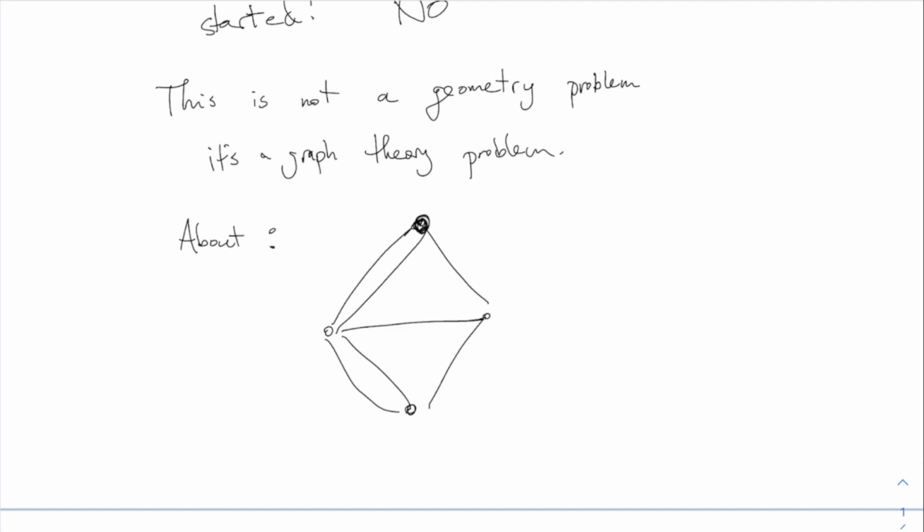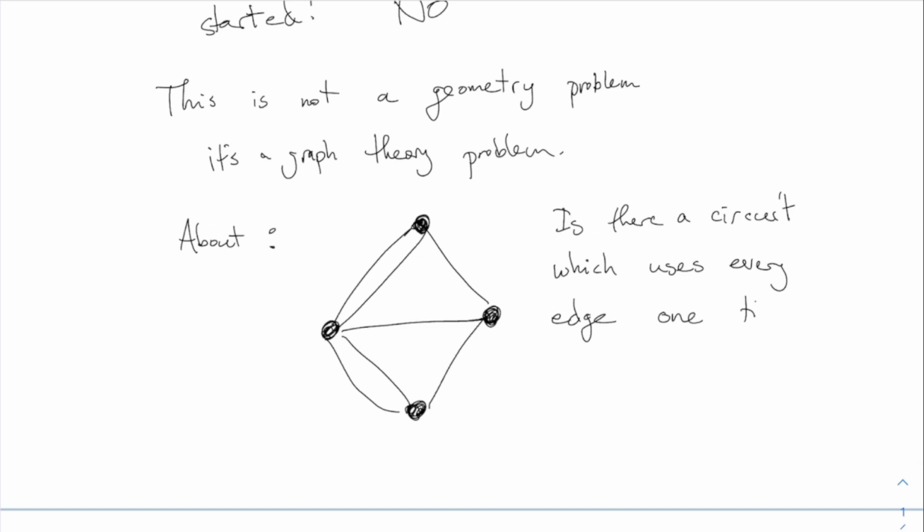And then to ask the question that was originally asked in the bridges problem is, can I walk across every bridge once without repeating any and end up back where I started? Translated into the language of the graph, it would say, is there a circuit? Remember, this is a word that we had last time. A circuit means a path through the graph which ends up at the same place where it started. So is there a circuit which uses every edge once? One time. By which I mean no repeats.